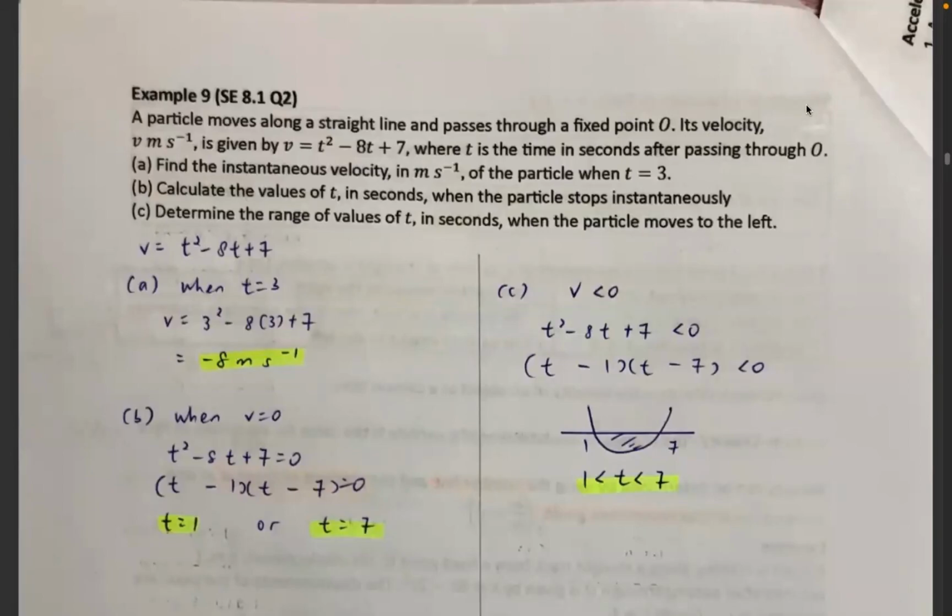Example 9. The velocity of a particle is given by v equals t squared minus 8t plus 7, where t is the time in seconds after passing through O. Find the instantaneous velocity in meters per second of the particle when t equals 3. So we see the word instantaneous again. Instantaneous velocity when t equals 3 means asking you to find the answer of velocity when t equals 3. So we just need to do substitution, sub t equals 3 inside. Then we have answer v equals -8 meters per second.